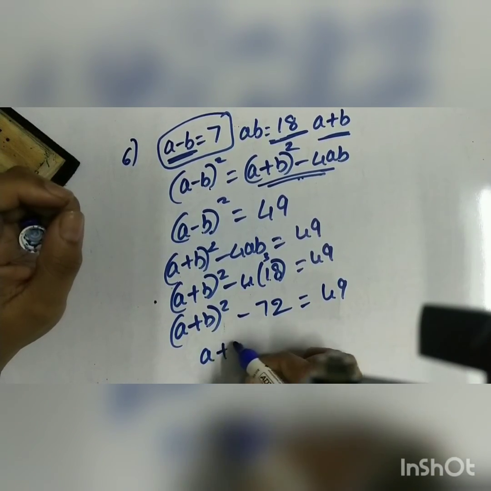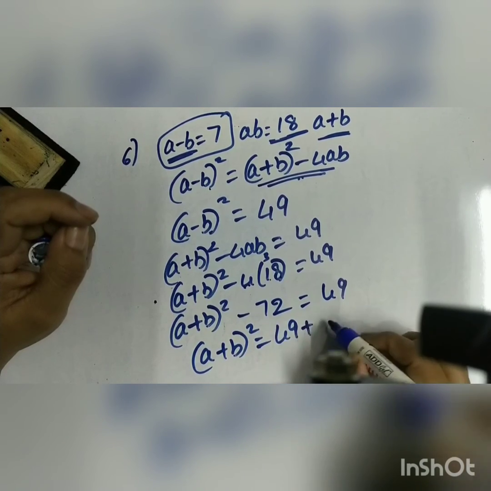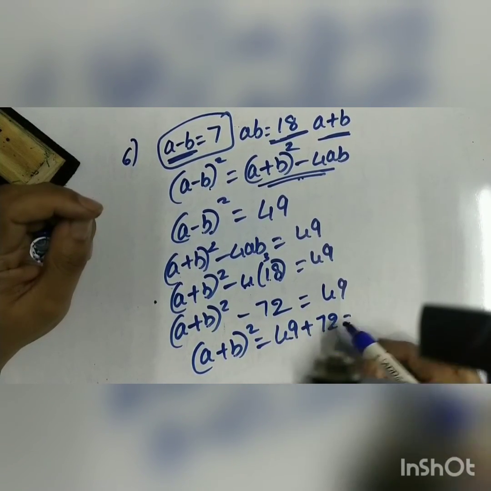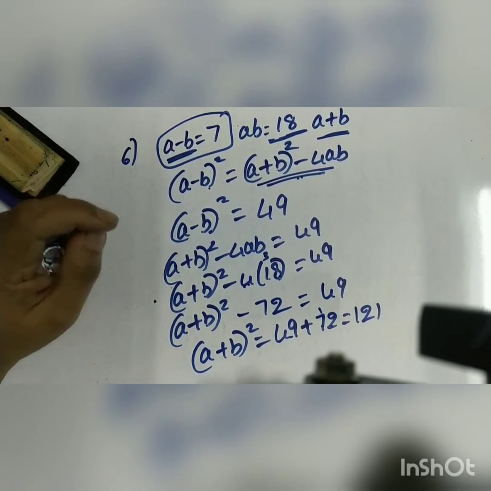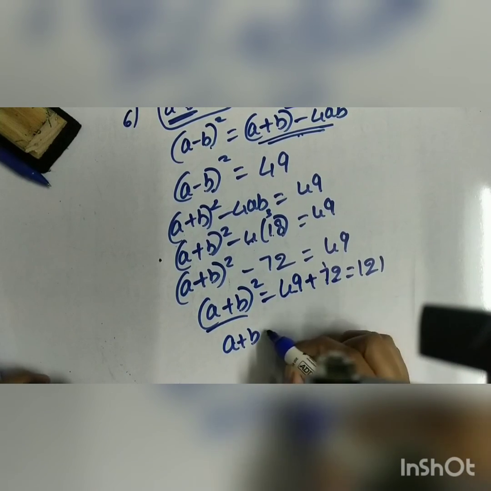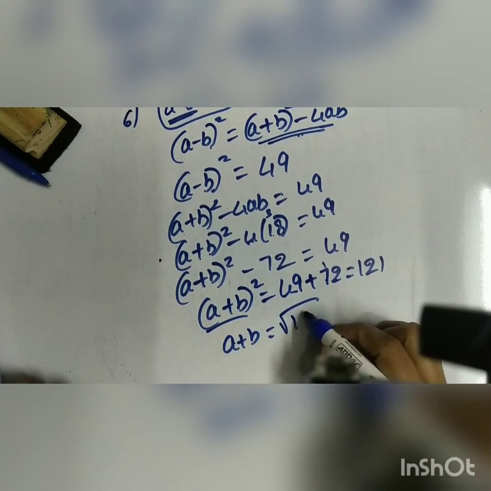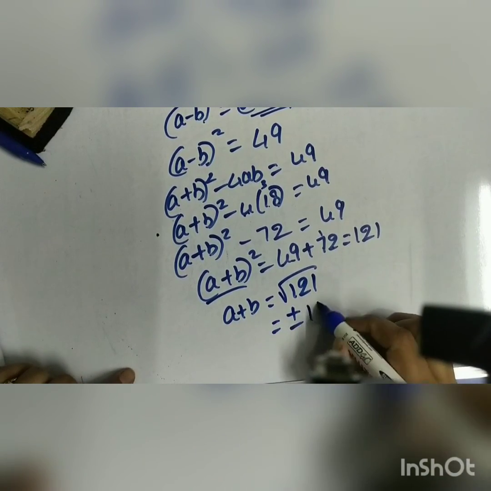So A plus B whole square can be written as 49 plus 72. The answer I get is 9 plus 2, 11. So 7 plus 5 will give me 12. So now we have the square answer. But if we simplify just A plus B, square root of 121, isn't it? So 121 square root, plus or minus 11.